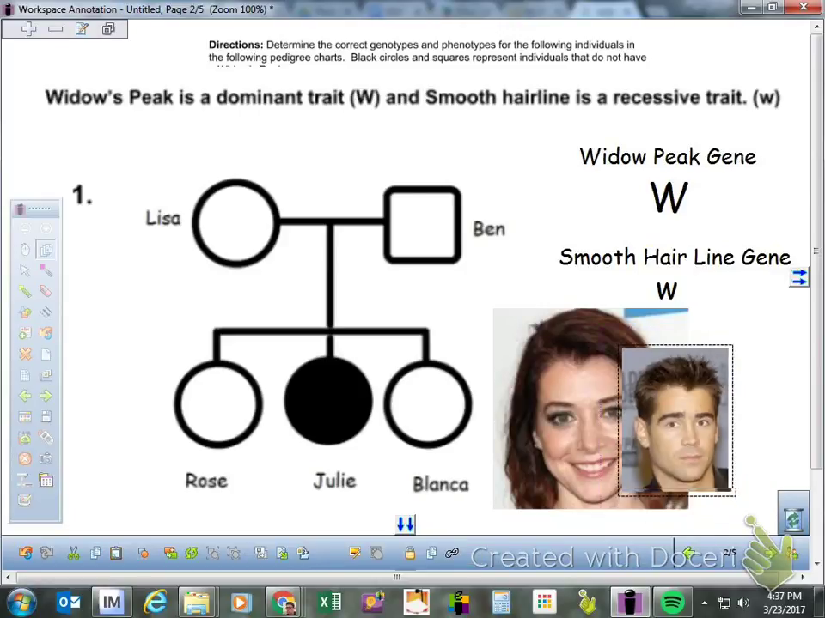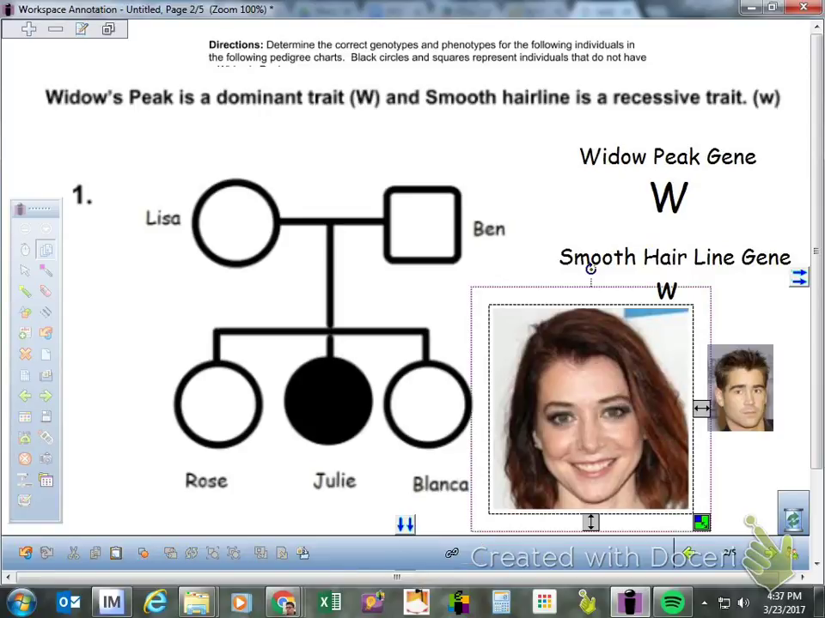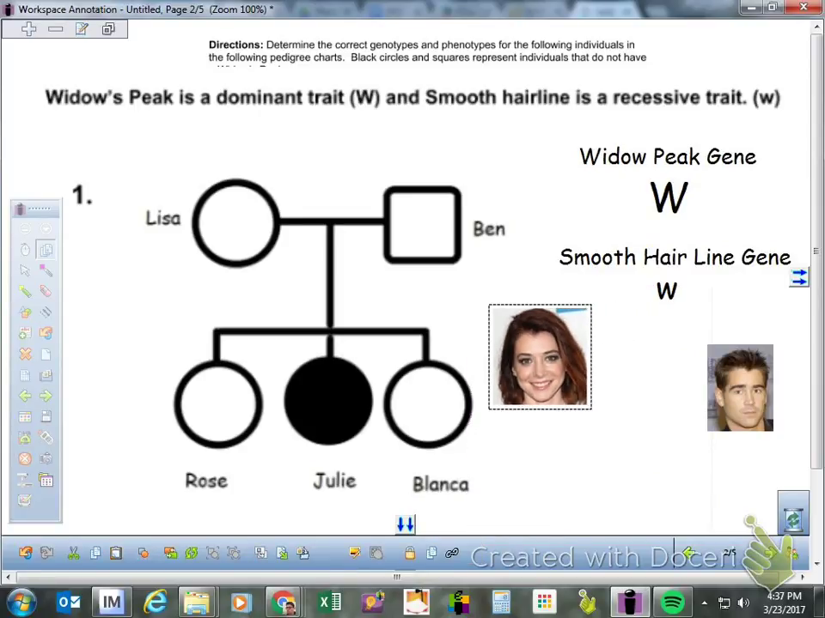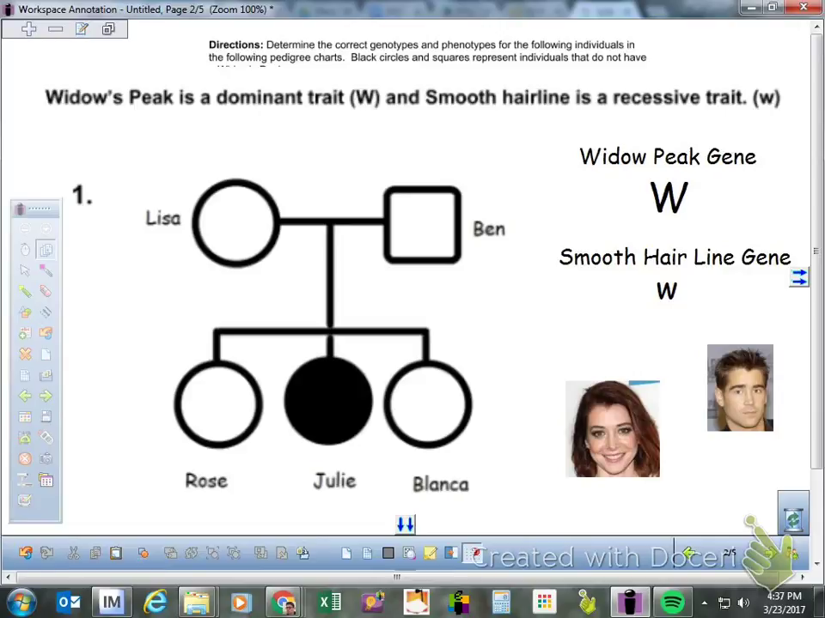So now, in this particular example, you're going to have the trait where it's going to be widow's peak or no widow's peak, okay? Which means smooth hairline, all right? So now, in these diagrams, the black circles or the black rectangles means that they have a smooth hairline, okay? So determine the correct genotypes and phenotypes.